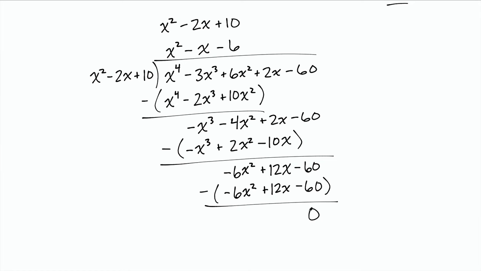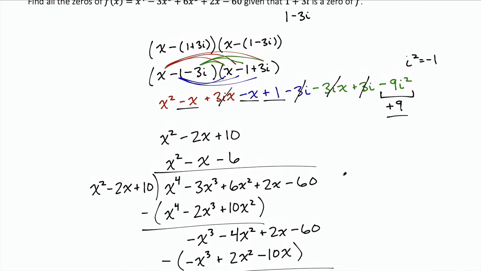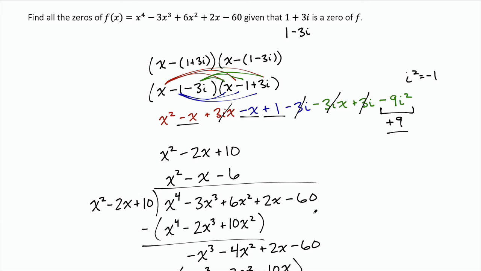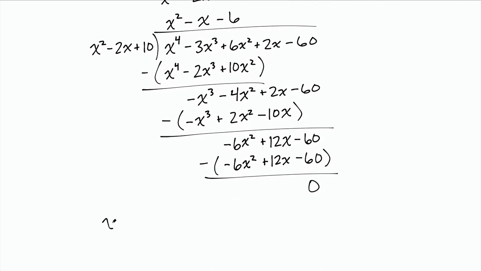Now, we were expecting a 0 here because we knew that this x squared minus 2x plus 10 was a factor of our polynomial. So when dividing it out, we would expect a remainder of 0. What that tells us is that our polynomial factors as the x squared minus 2x plus 10 times this quotient, x squared minus x minus 6.